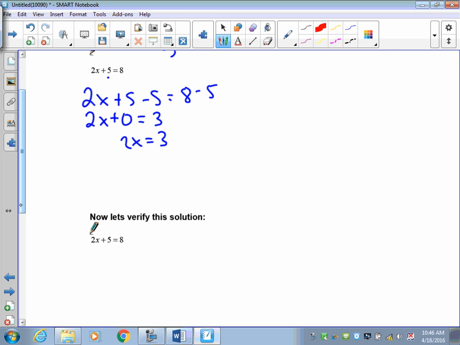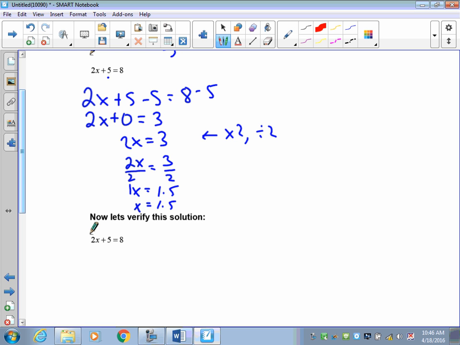Now you can see that I've now got a one-step equation involving multiplication. I'm multiplying by 2, so I have to divide by 2 to solve it. So 2x over 2 is equal to 3 over 2, so 1x is equal to 1.5, and x is 1.5.